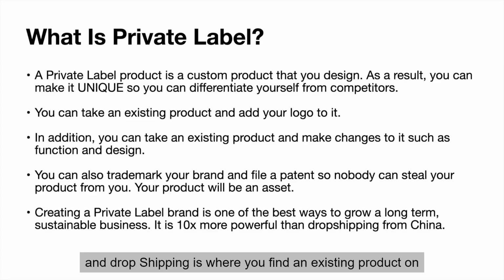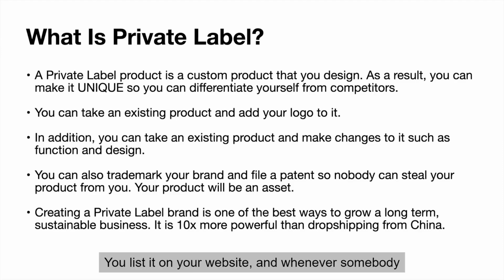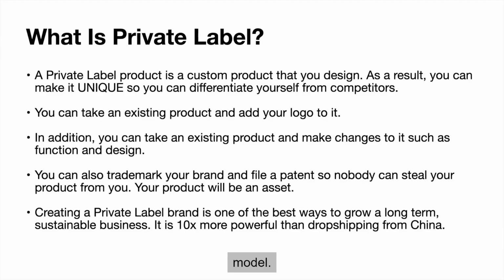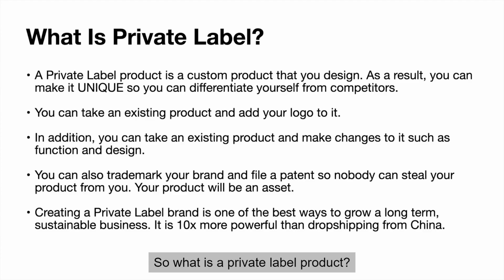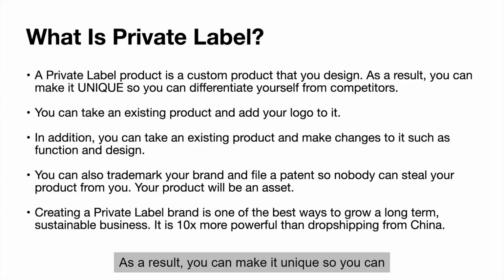And dropshipping is where you find an existing product on the market, you list it on your website, and whenever somebody purchases, you place an order with the supplier who ships it to the customer. So that's the best way to get started for beginners. But private label is a different, more advanced business model. So, what is a private label product? A private label product is a custom product that you design. As a result, you can make it unique so you can differentiate yourself from competitors.